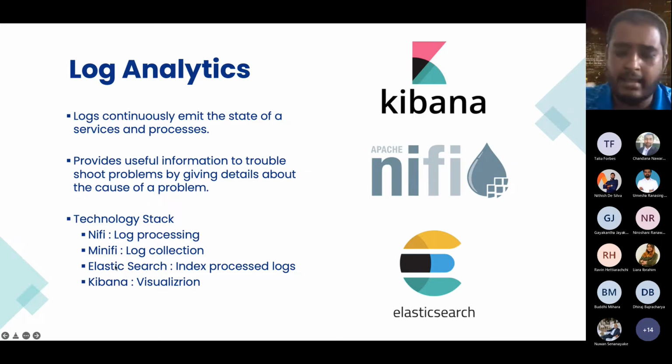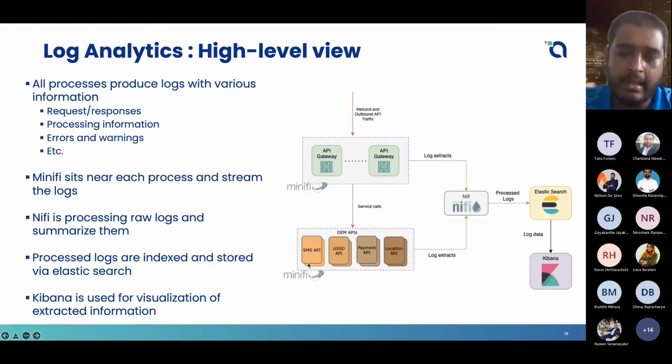Minifi is actually the agent, right? So as I explained before, the gateway and the API services are generating logs. This Minifi will be sitting closer to them, and as and when the logs are printed, it will stream that log, as if it's been published as events, right? So it will stream that log to Nifi. This log extracts are sent to Nifi by Minifi, right? So that's the collection agent.